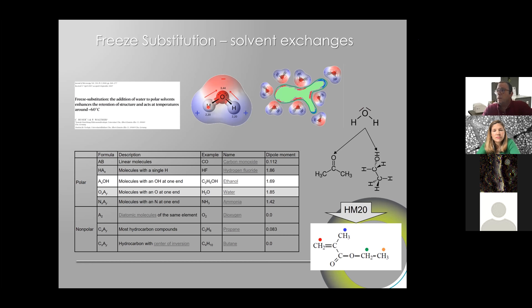And so we go from the water molecule, which is rather thin, to a solvent. Here is the acetone and here is the ethanol. We see that the structure is quite different. The acetone has 3 carbons, so it's a bit bigger than ethanol, but it has the same type of polarity as water. So it's a very polar molecule compared to ethanol, which is slightly less polar. And then we replace that by HM20. This is one of the key questions we have here: we try to embed the sample into a resin.